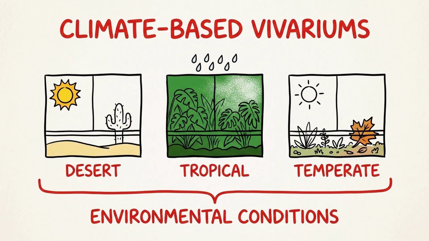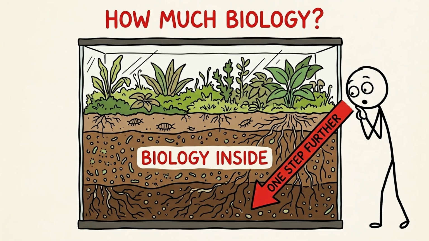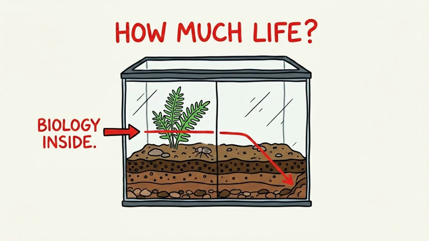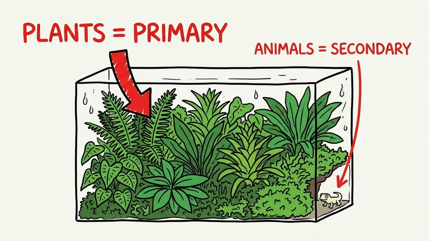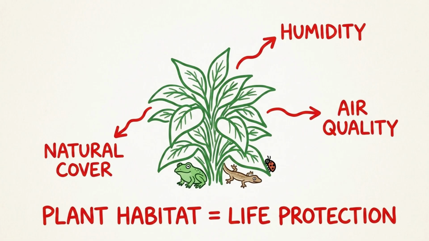Climate defines what lives inside an enclosure. The next group goes one step further, focusing on how much biology exists inside the enclosure itself. Planted ecosystem vivariums, classified by biological complexity. 7. Planted vivarium. A planted vivarium is an enclosure where live plants are the primary focus and animals are secondary. The plants regulate humidity, improve air quality, and provide natural cover for small frogs, tiny geckos, and invertebrates.